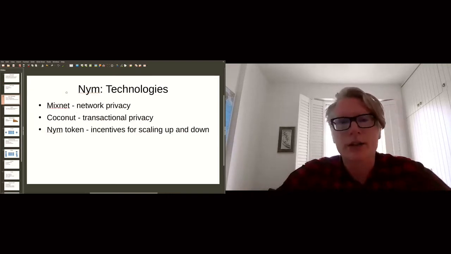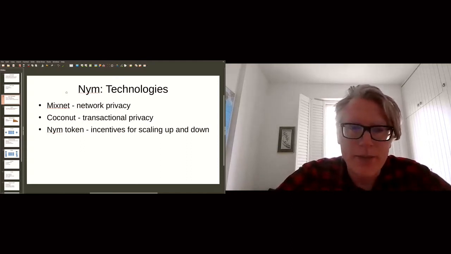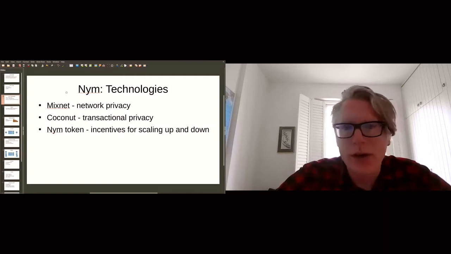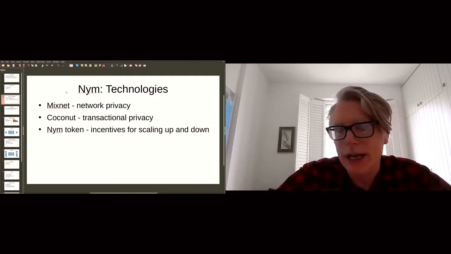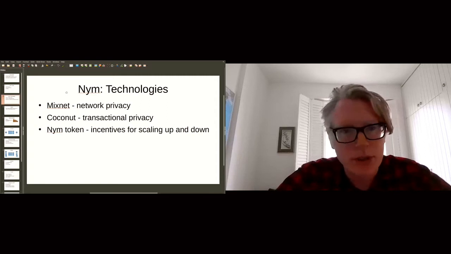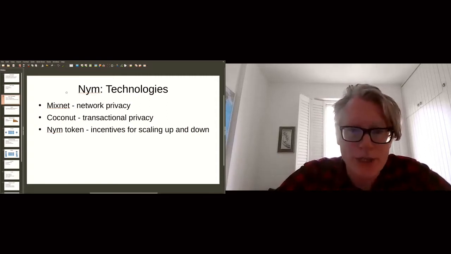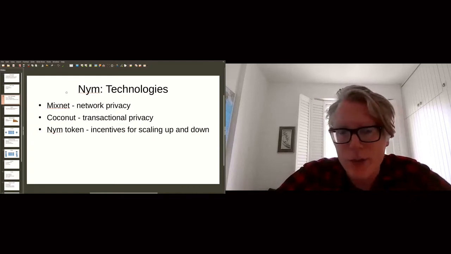So here are the technologies that we use for each of those parts of the stack. We have a mixnet, which I'll go into in a moment, and that's the network privacy layer. If you want to think about it really simplistically, it fulfills the same functions that people want from Tor. That's the simplest way of thinking about it. We have Coconut, which is a credential scheme, which I'll also talk about, for transactional privacy.